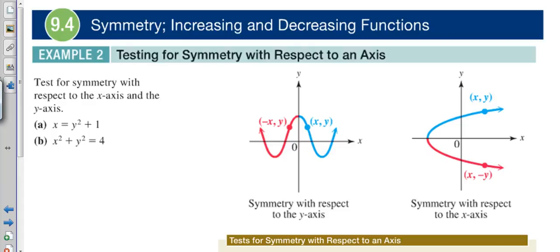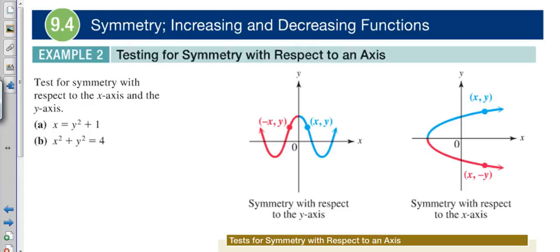Same thing right here. We can tell that these two graphs are being cut in half nicely by the x-axis, and so we would say that this is symmetric with respect to the x-axis. So that's what we're going to do here. We have these two graphs right here, and we want to know, is this symmetric with respect to the x-axis or y-axis? So let's first do this visually, and then we can do it algebraically.